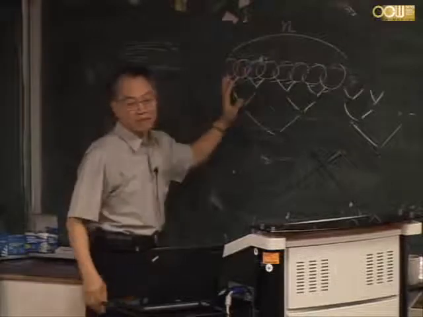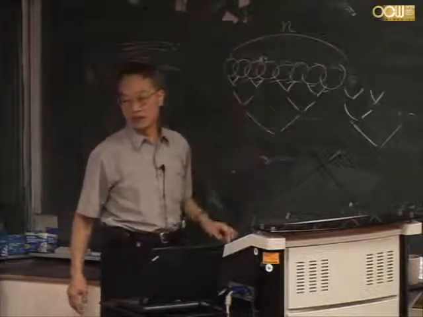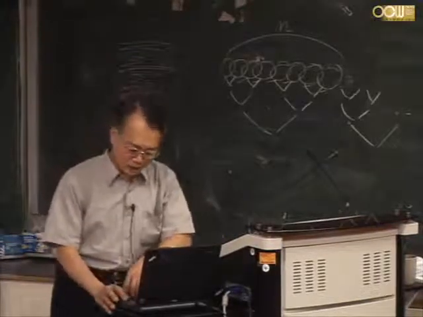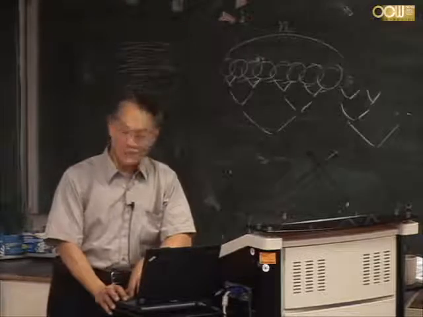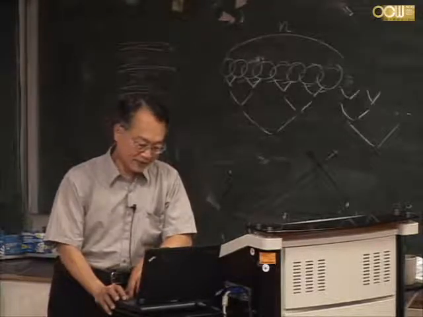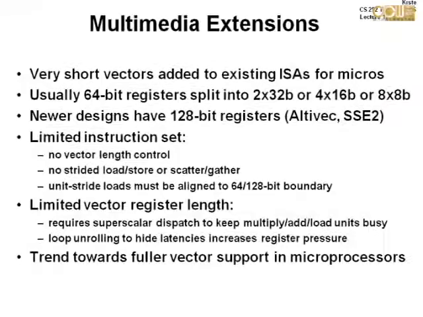Because for vector type machines, the hardware resources are abundant. We assume that we have many function units to do whatever we want. Okay, that's the reduction. 2003, super vector machine. You can read that on your own. And multimedia extensions.